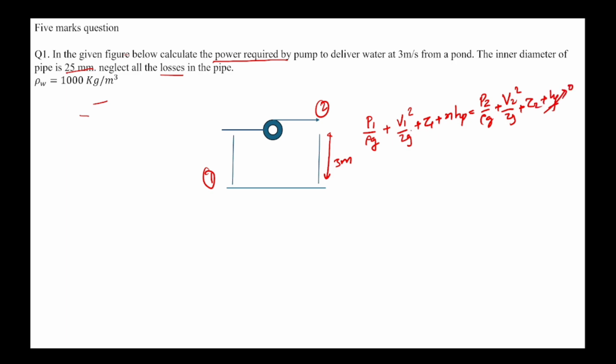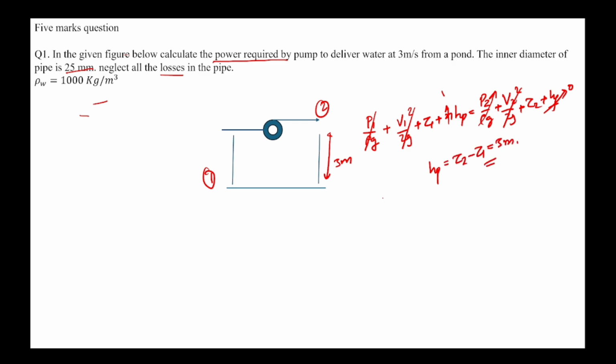Since the diameter of the inlet and the outlet is same, velocity will be same at both the points. This will be 0 because atmospheric pressure is applying, because we are taking the water from the pond and pond is always open. And the overhead tank we will also consider open because it is not given in the question. Now what else is remaining? Efficiency we will consider 1 because in the question no efficiency is given. So pump head is equal to Z2 minus Z1, that is equal to 3 meter.